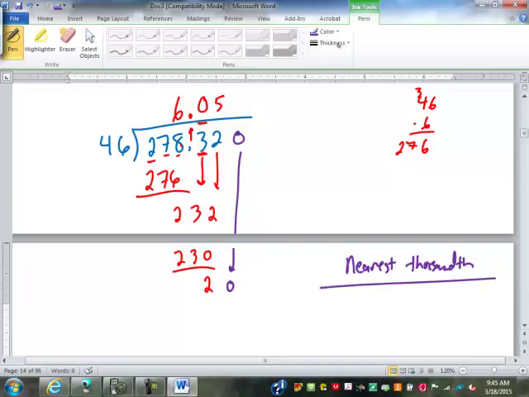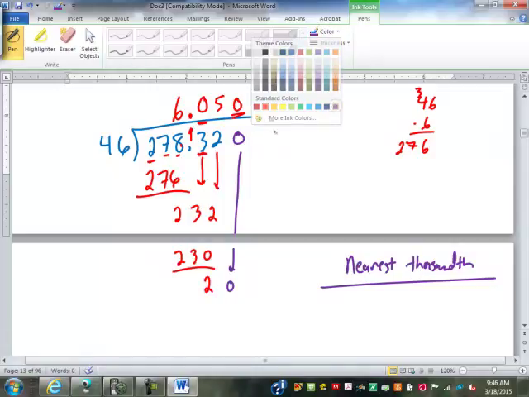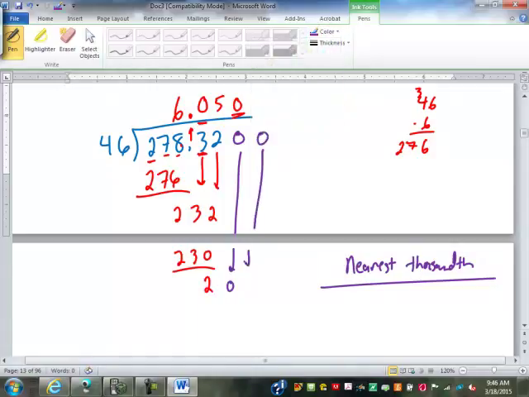Well, I got to finish dividing here, right? Does 46 go into 20? No, so put a 0 there. So that's the thousands place. Do I stop there? Can I go, say the heck with it, I'm done? No. What do I have to do? I add 1 more 0 and bring it down.